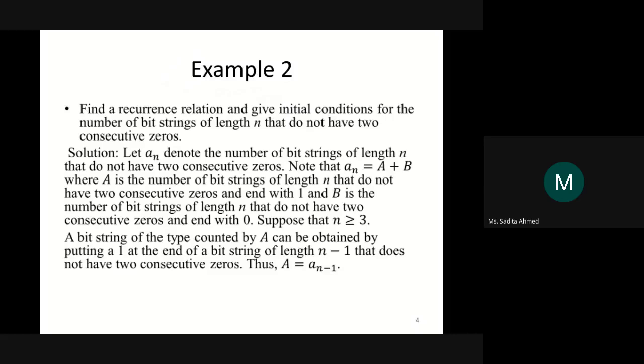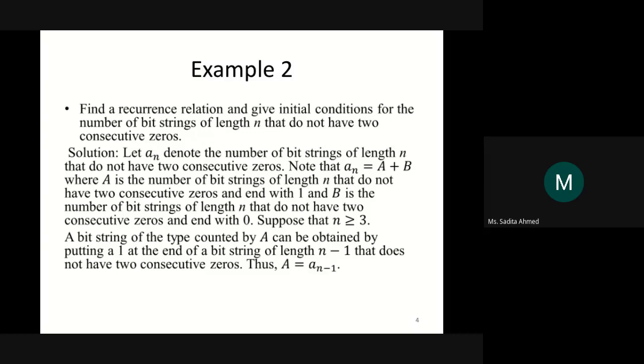So we have to find a recurrence relation, and as per the recurrence relation, give the initial condition to count the total number of bit strings of length n such that the bit strings do not have any two consecutive zeros. Let's say that the count of such bit strings of length n is an. An is the count of all the bit strings which agree with the given conditions. Now we're trying to do it using recurrence relation.